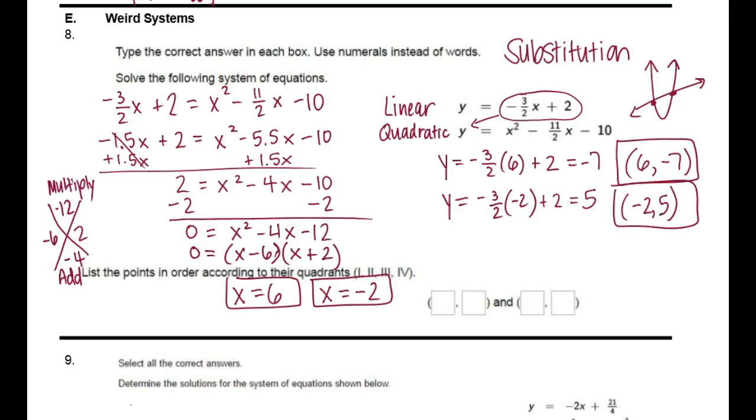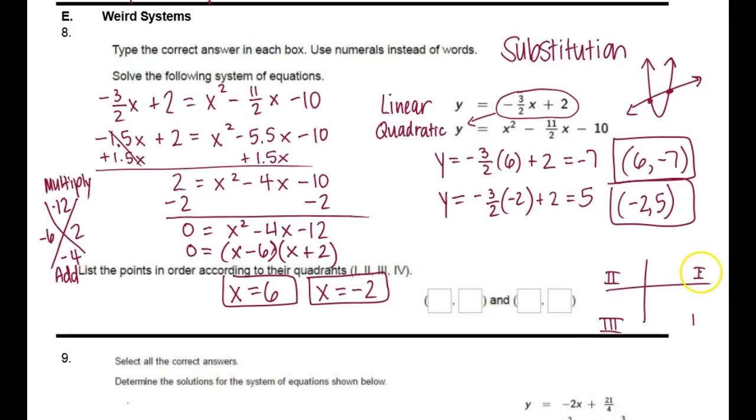Now we need to figure out what goes where. The directions say list the points in order according to their quadrants. Hopefully you remember from middle school which quadrant is which. Let me remind you. The top right-hand corner is quadrant 1, the top left-hand corner is quadrant 2, the bottom left-hand corner is quadrant 3, and the bottom right-hand corner is quadrant 4.